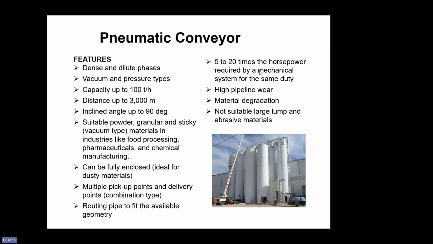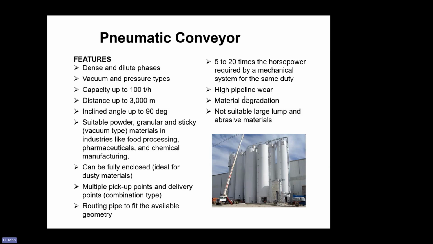But the problem is the power efficiency is very low. Usually 5 to 20 times the horsepower required by a mechanical system, like a belt conveyor. This one will be maybe 20 times the belt conveyor power. If you say 10 horsepower for a belt conveyor, this one needs 200 horsepower.